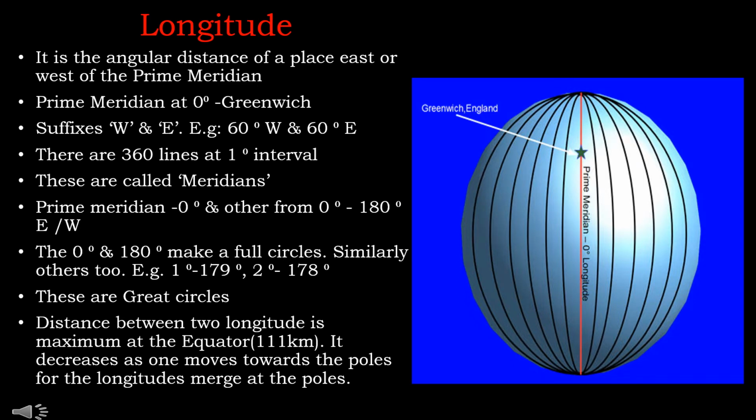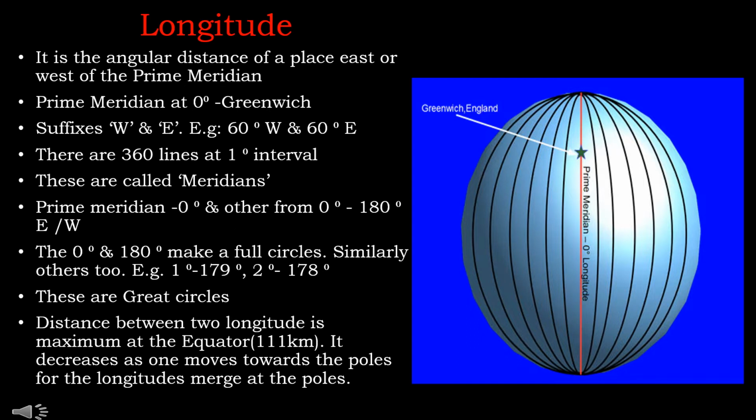The prime meridian is numbered as 0 degree. The others are numbered between 0 degree to 180 degree east or west. The line 180 degree east and west refer to the same meridian. It is diametrically opposite to the 0 degree longitude. Thus, 0 degree and 180 degree meridian together make a full circle round the earth.